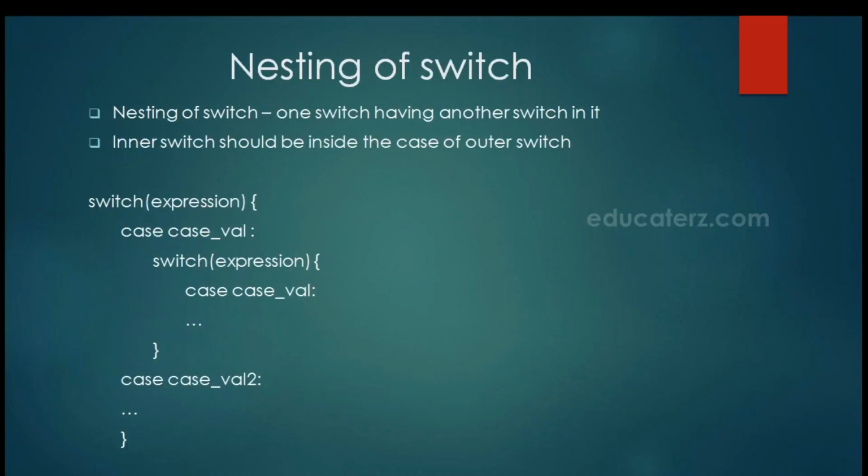Now similarly we can have nesting of switch also. It is just like nesting of if-else. Nesting of switch means one switch having another switch in it. This inner switch should be inside one of the cases of the outer switch. As shown here, we have a switch expression. It will execute this expression first. Then if it matches this case value, there is another switch, so that expression will be executed and matched with the case values, and then that body will be executed. So this nesting of switch is rarely required, but it is possible.